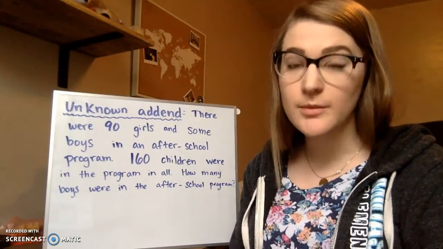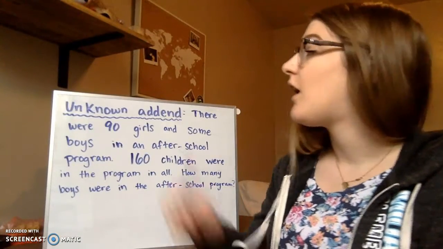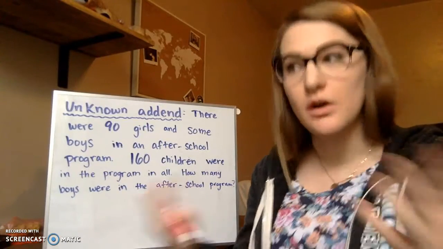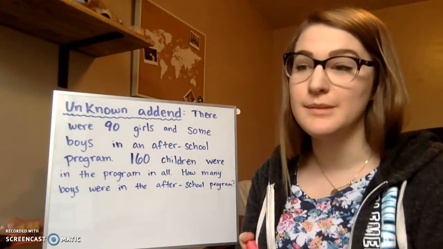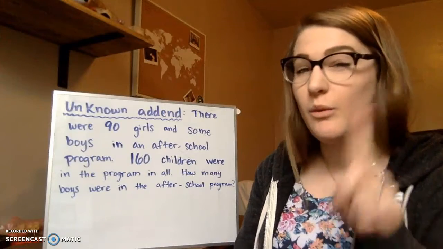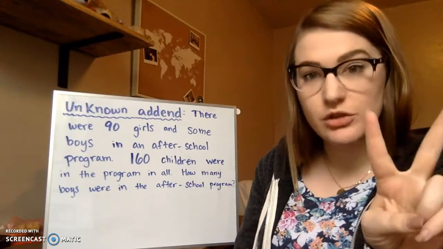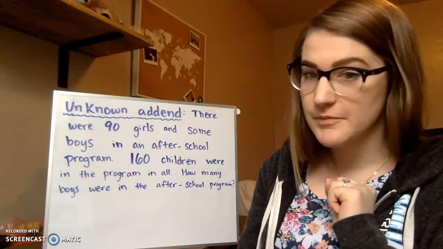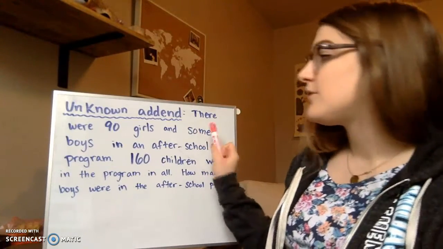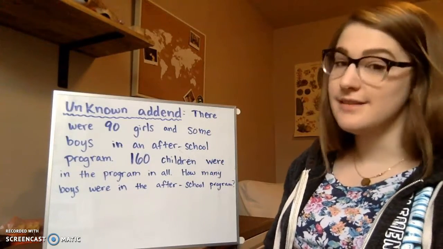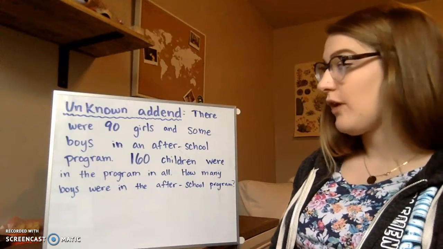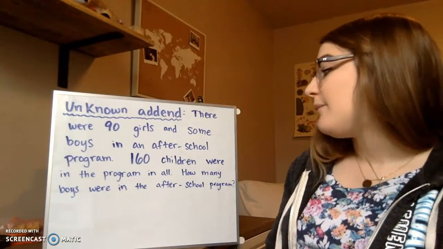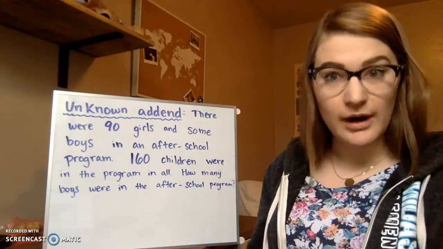Now, some of the problems that you're going to be doing today are what are called unknown addend problems. So, as you might guess, those kinds of problems don't tell you what one of the addends is. There are two numbers that get added up for the total, and it's only going to give you one of those numbers. Okay, so let's read it. It says there were 90 girls and some boys in an after-school program. 160 children were in the program in all. How many boys were in the after-school program?